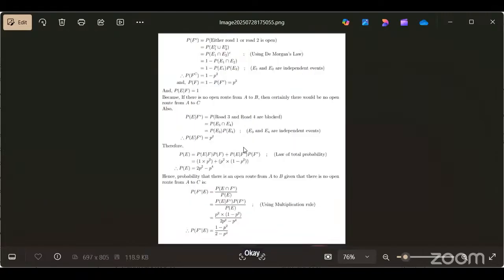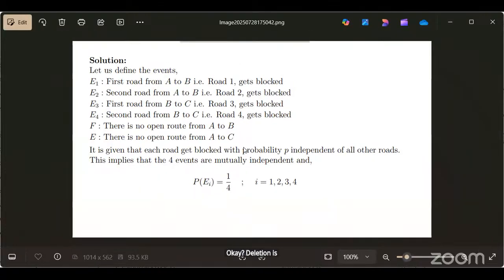Okay. The question is clear. So we are taking events. The first event is that the first road from A to B is blocked, the second road from A to B is blocked, the third road from B to C is blocked, and the fourth from B to C is blocked. These are my events. Now my F event denotes that there is no open route from A to B, and E is that there is no open route from A to C. You understood this? Yes, ma'am, kind of. We are just taking all the events.